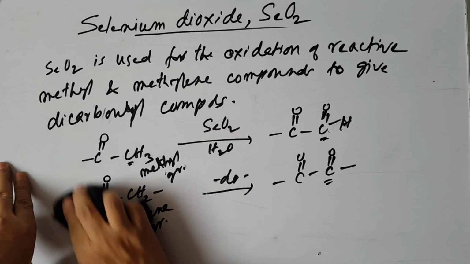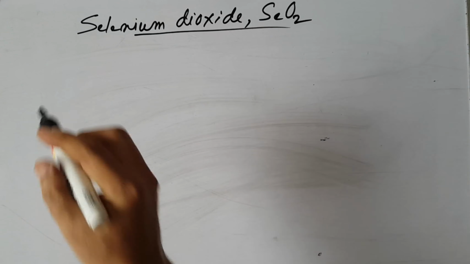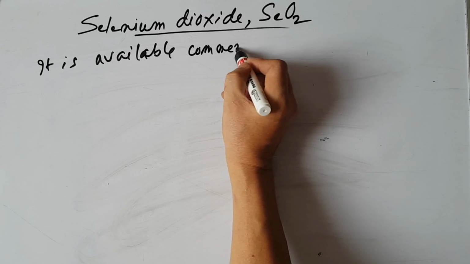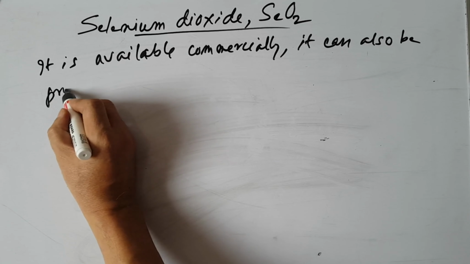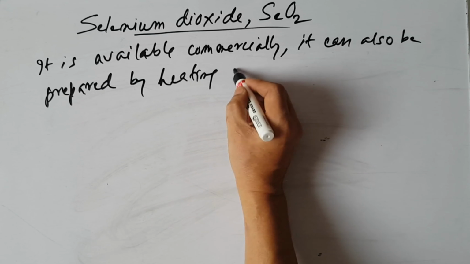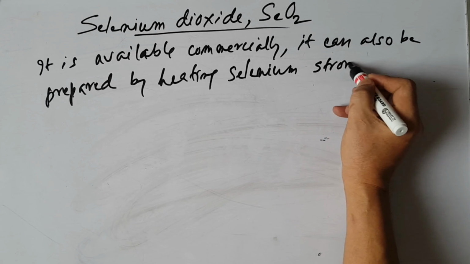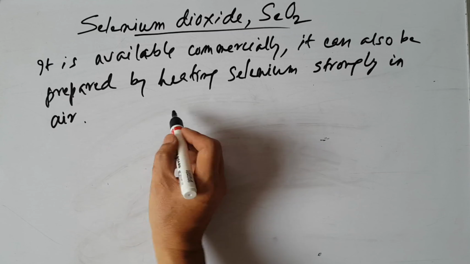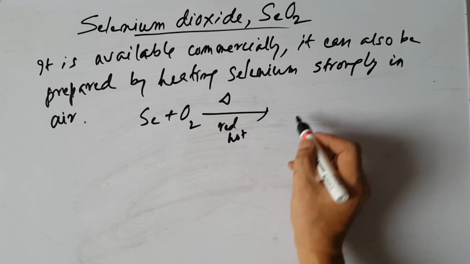Selenium dioxide is available commercially, but it can also be prepared by heating selenium metal in the presence of air at high temperature, red hot. So we get selenium dioxide.